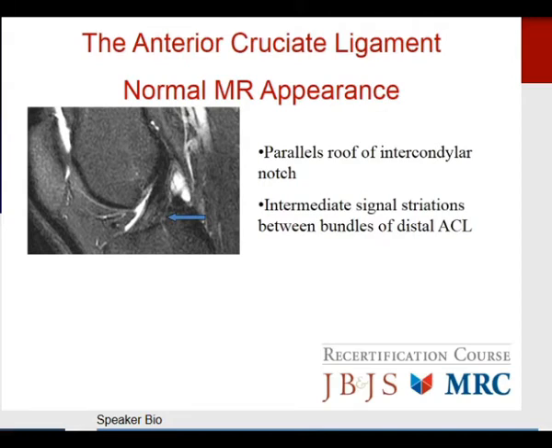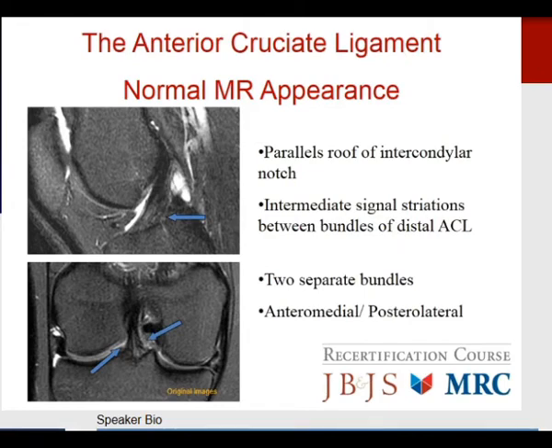Here we see a sagittal image of a normal ACL. It parallels the roof of the intercondylar notch. We can see that the proximal fibers are dark. As it extends more distally, we have intermediate signal striations between the various bundles of the ACL. In the coronal imaging plane, we can clearly see the two bundles, anteromedial and the posterolateral bundle. We see the proximal and distal attachment site.